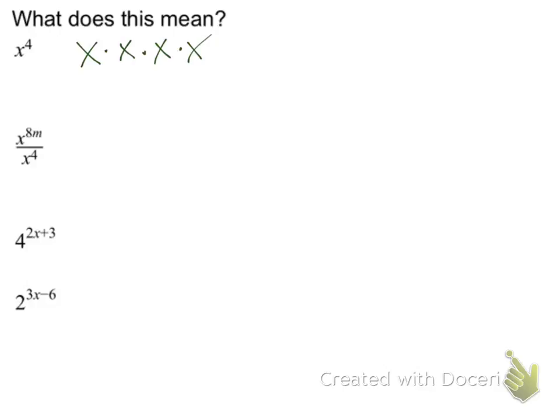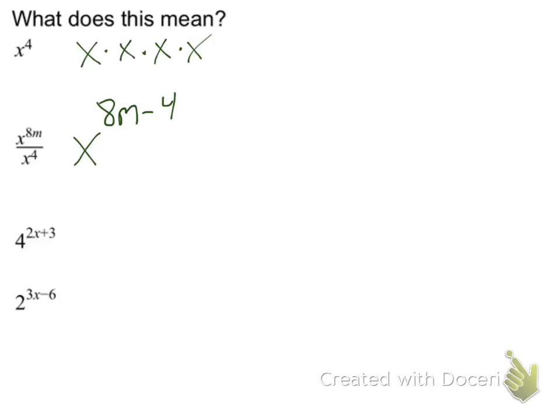You're dividing the bases. What do you do to their exponents? What do you do to exponents when you have their bases the same? You subtract them. So if I subtract them, it becomes x to the 8m minus 4, correct? So wait a minute, let's go the other way.